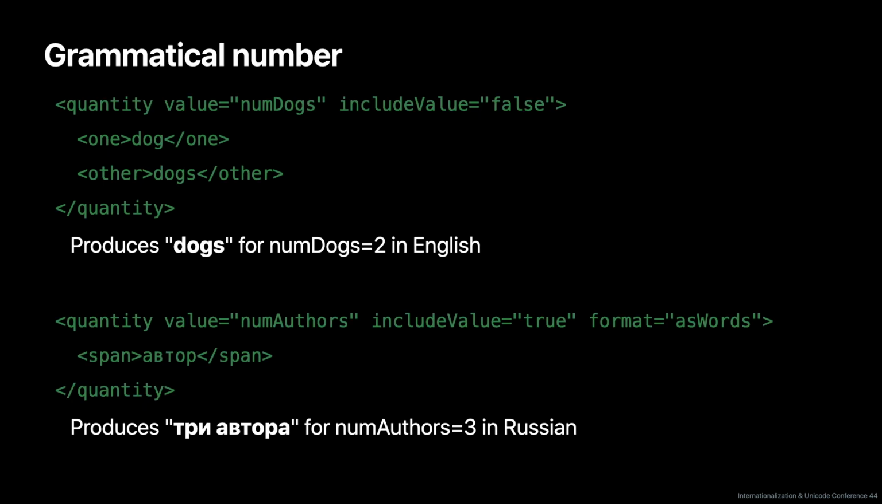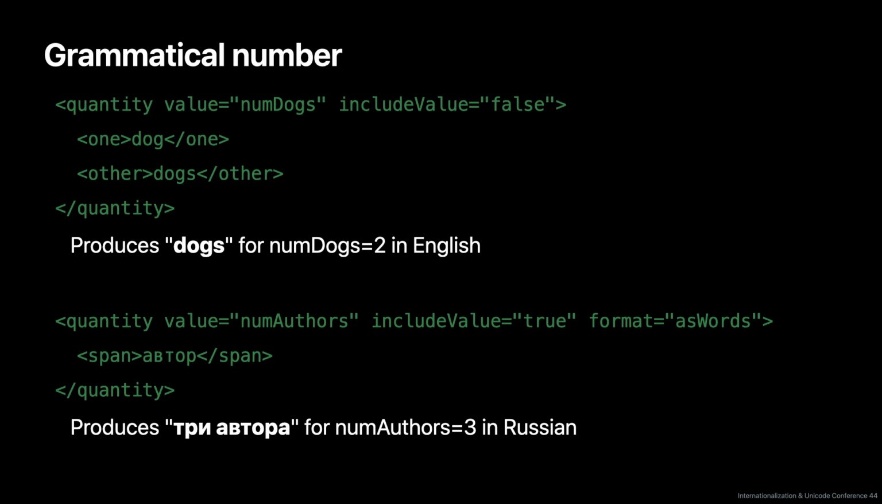Next, we'll talk about grammatical count or grammatical number. That is using the right form of a noun based upon its quantity. For languages like English, we just have to worry about the singular and plural forms. But for other languages like Finnish or Russian, there are multiple forms to be concerned with. This is all done with the quantity element in cat files. The first example shows how you can provide the singular and plural forms of a noun given a count of that noun. So we would output dog if the num dogs parameter is 1. Otherwise, we'd output dogs as the plural form.